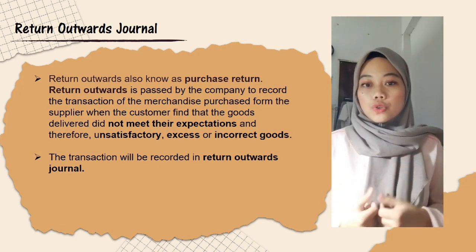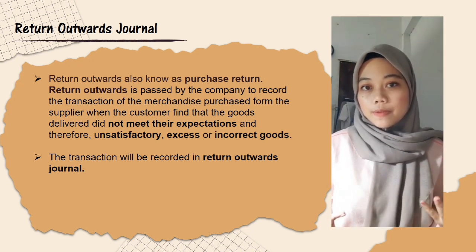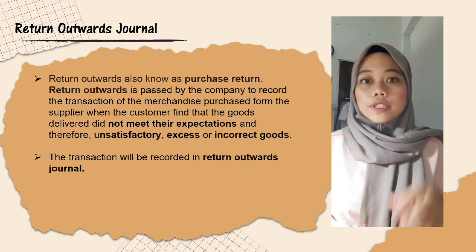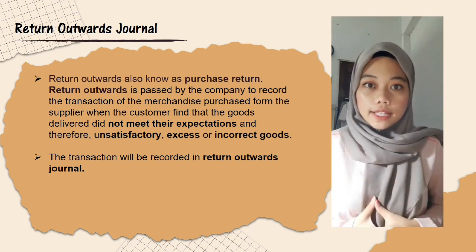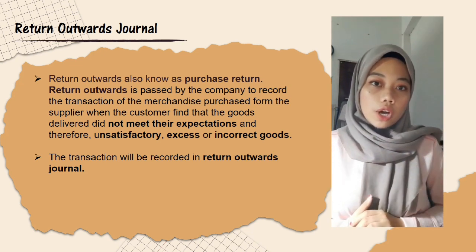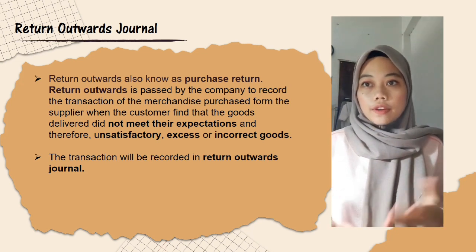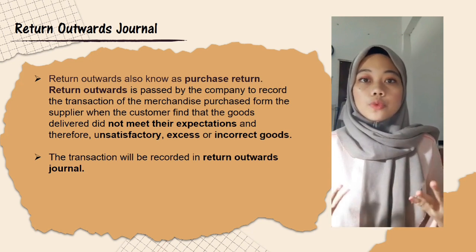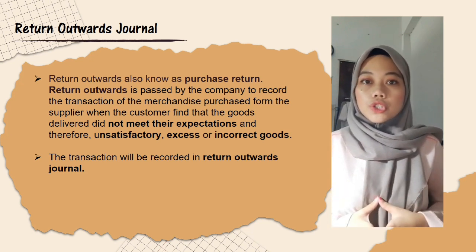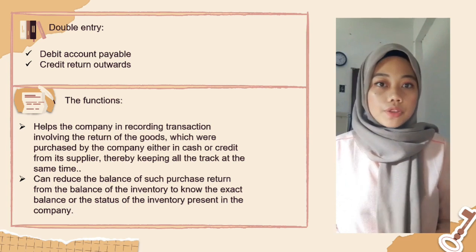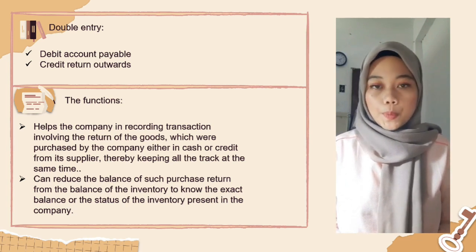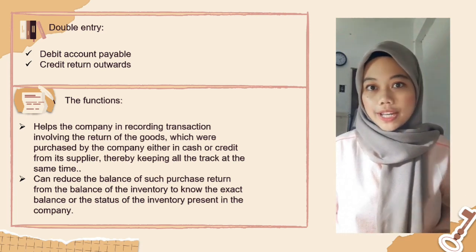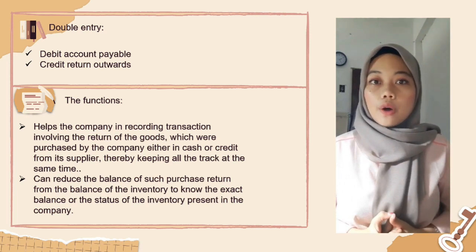Returns outwards, also known as purchase returns, is passed by the company to record the transaction of merchandise purchased from the supplier when the customer finds that the goods delivered do not meet their expectations and are therefore unsatisfactory, defective or incorrect goods. The transaction will be recorded in the returns outwards journal. The double entry is we will debit accounts payable if the company bought the goods from the supplier with credit, and we will credit returns outwards journal.